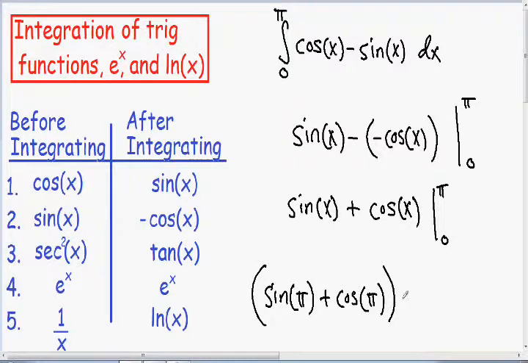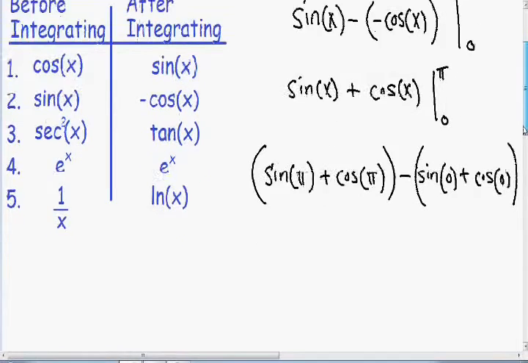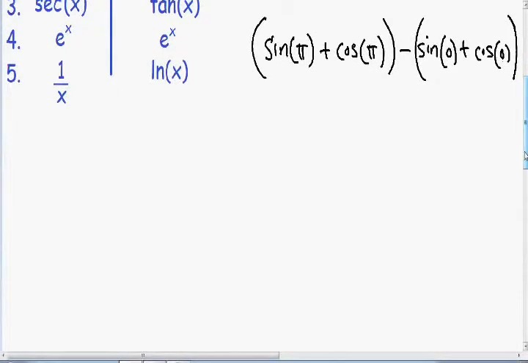And my next step is I'm going to subtract my lower limit. So I'm going to plug my lower limit everywhere there's an x. So instead of writing the sine of x, I'm going to put the sine of 0 plus the cosine of x. So instead of writing the cosine of x, I'm going to put the cosine of 0. And I'm going to put a parentheses around everything. And now we've taken this definite integral. The only thing you have to do is just simplify this as much as possible.